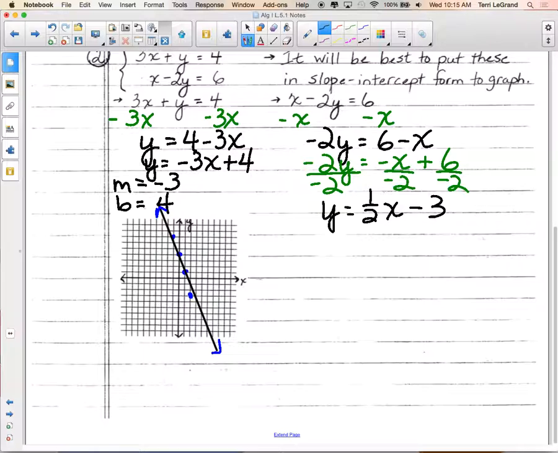A negative divided by a negative, x divided by a negative 2. A negative divided by a negative is a positive. And when it's x divided by 2, that is the same as 1/2 x. And a positive 6 divided by a negative 2 is a negative 3, which we could also write as subtract 3. M equals? B equals? Negative 3. And we're ready to graph that one.